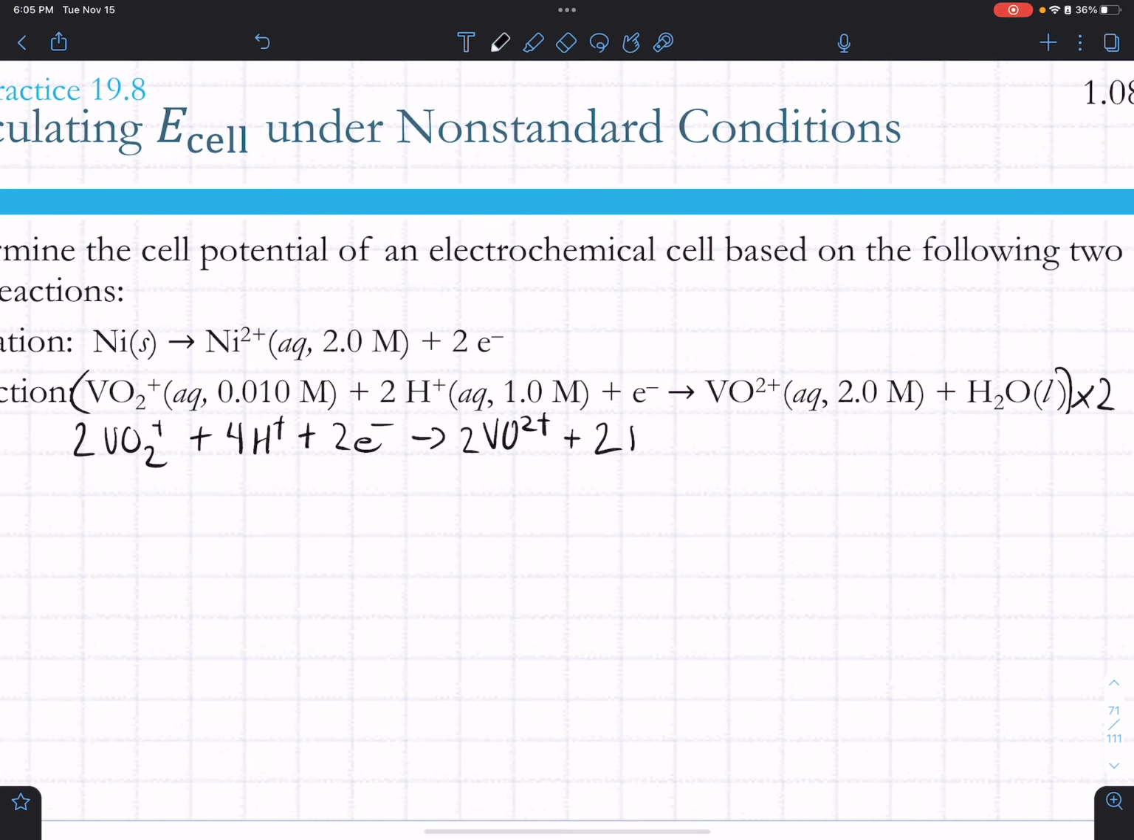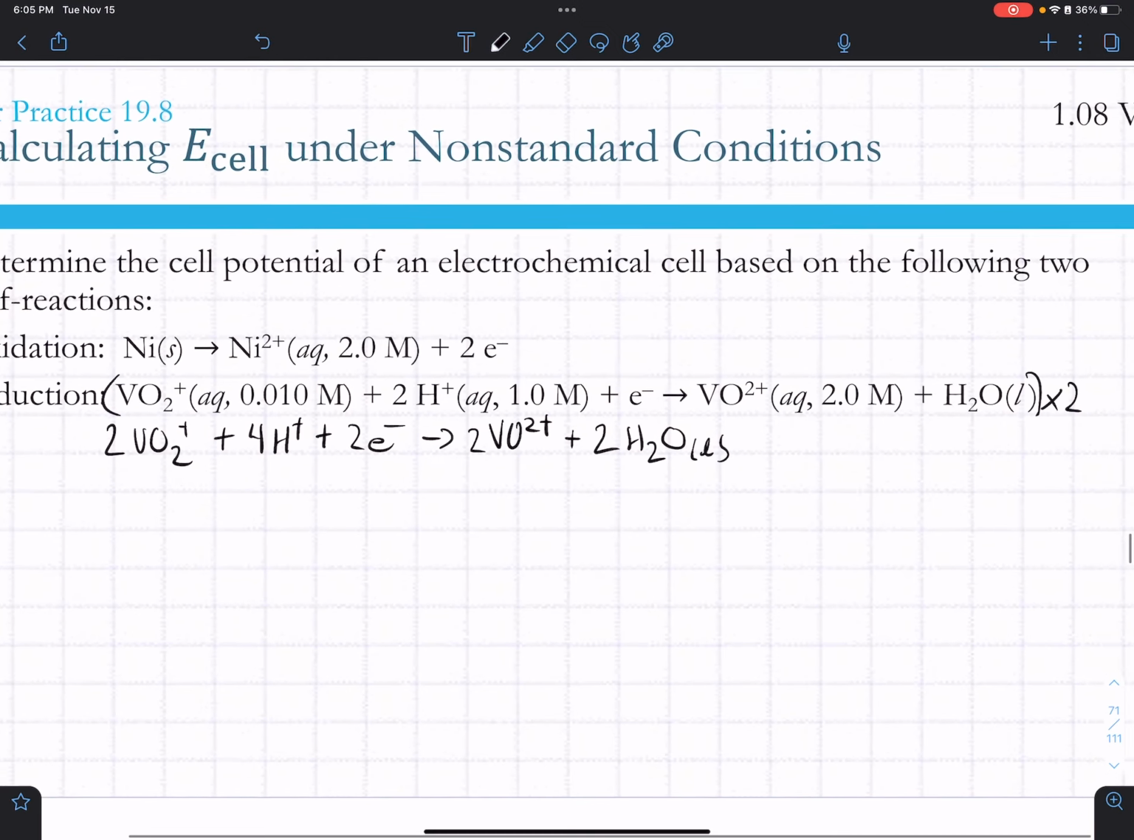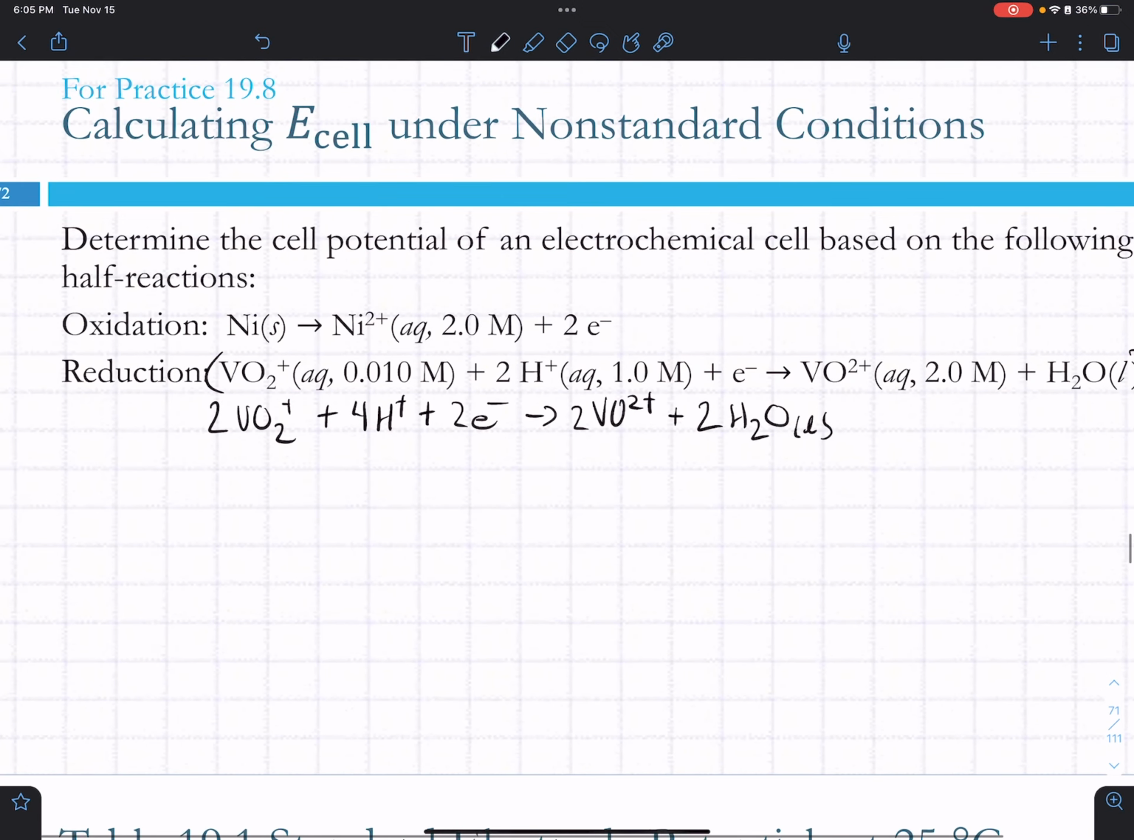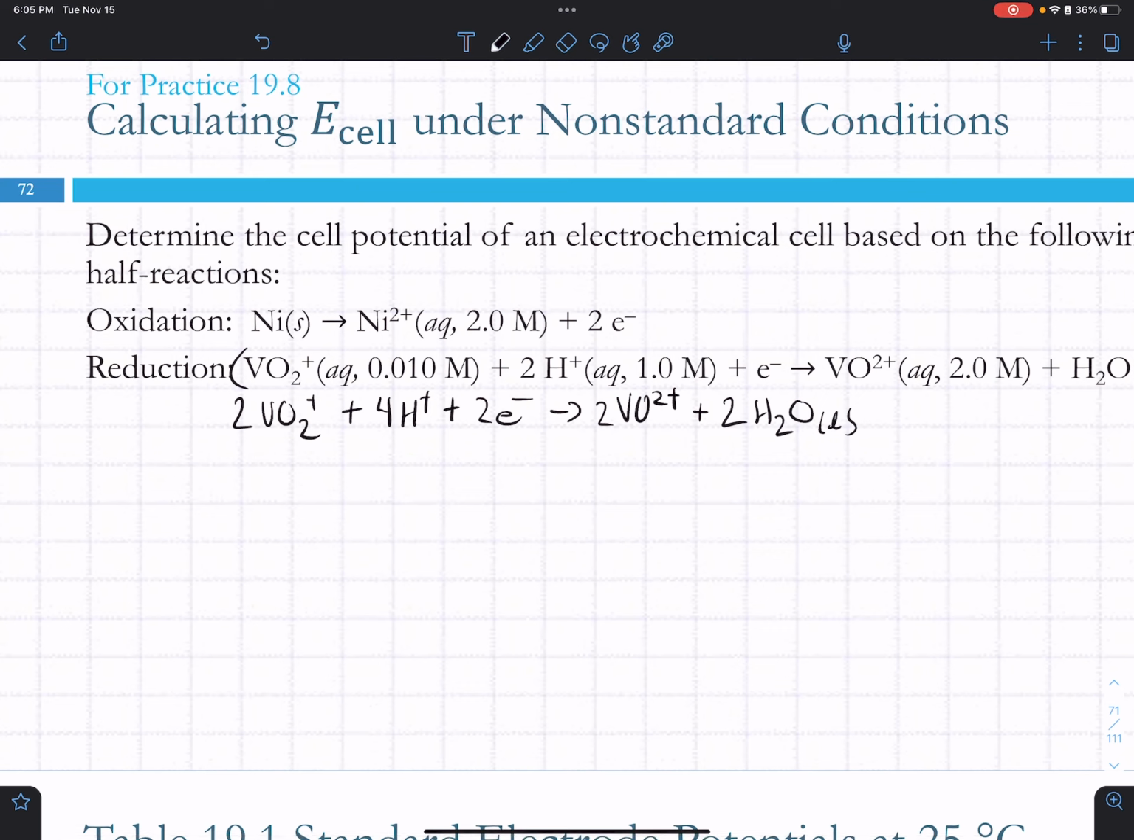gives 2 VO2 plus and 2 H2O. Things like this are important. That's a liquid. Since we're at non-standard conditions, we need to use the Nernst equation. So our E cell is going to be E cell naught minus 0.0592 over n, times the log base 10 of Q.